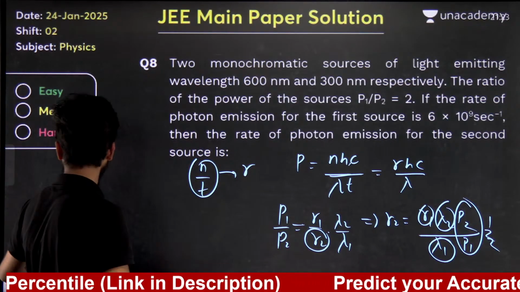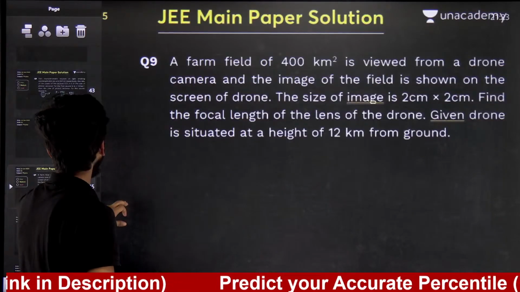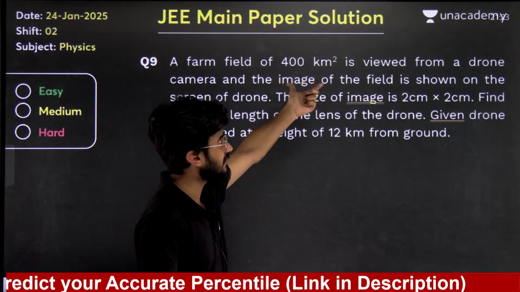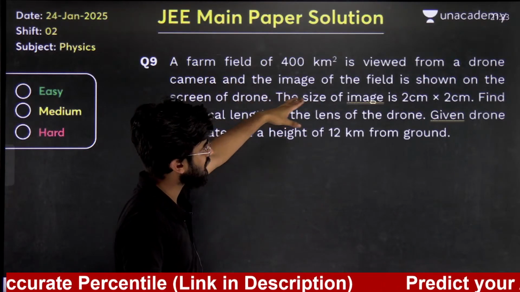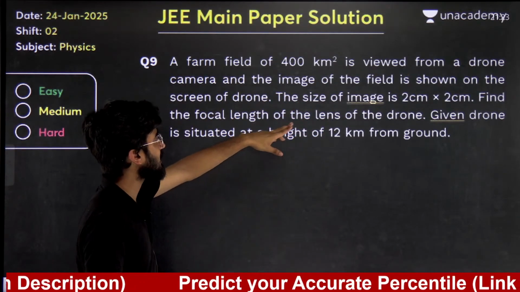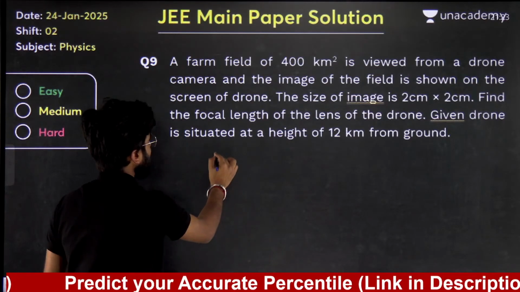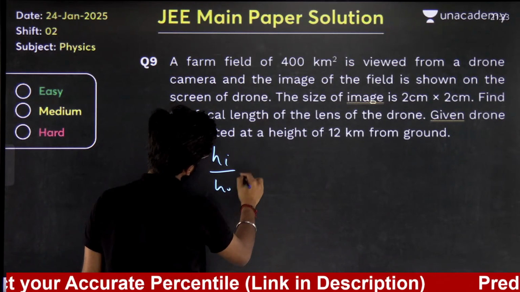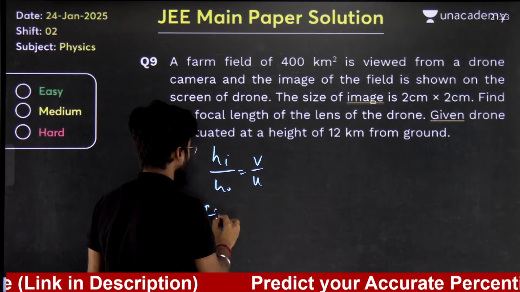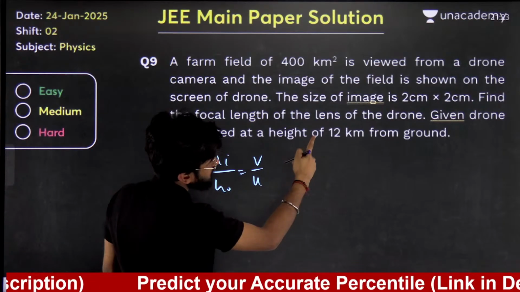Okay. Next question is from optics. What the question is saying is that the area is seen from the drone and the image is shown on the screen of the drone. It means the image is real, and the image size is this. So we write hi by ho equals v by u. We can write it for the area also: 400 kilometers square is the object, and the image is 4 centimeters square.